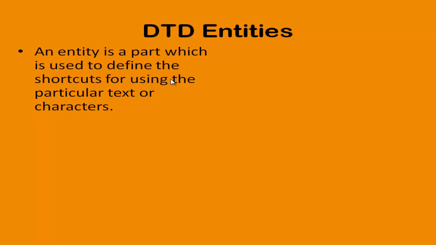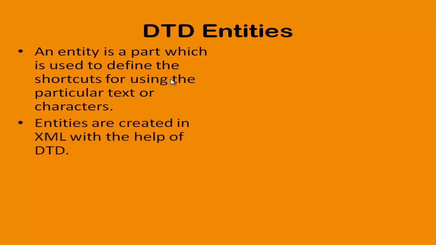Shortcuts in the sense, consider if you want to type a particular text or some special characters, you need not type them. Instead of them, you can just create a shortcut for them. And if you use those shortcuts in your programs, automatically the particular text or character which you need will be displayed. These entities are created in XML with the help of DTD. That is the reason it is known as DTD entities.